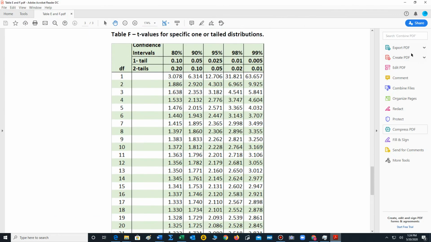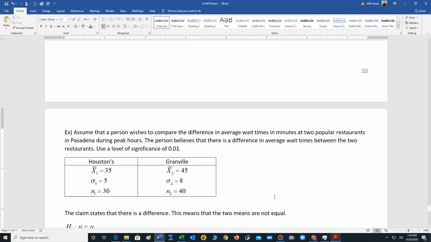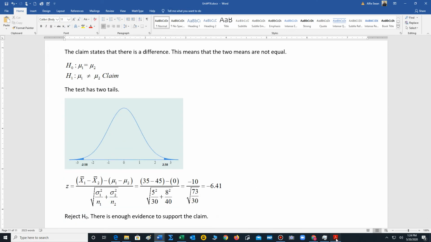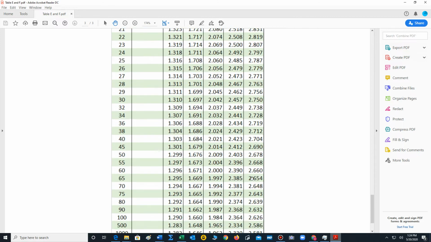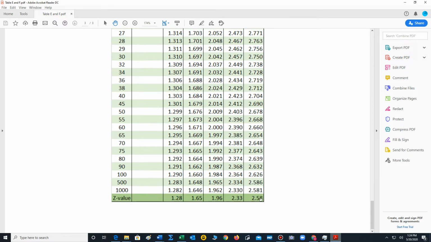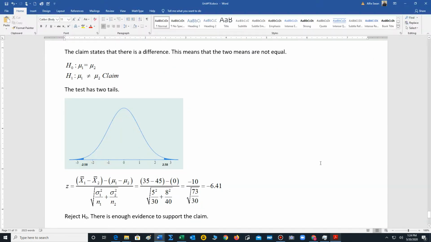So let's get our alpha one more time. Alpha was 0.01. So two tails, 0.01, go to the very bottom of the column. So once again, two tails, 0.01, go to the very bottom. So we have positive 2.58, negative 2.58.